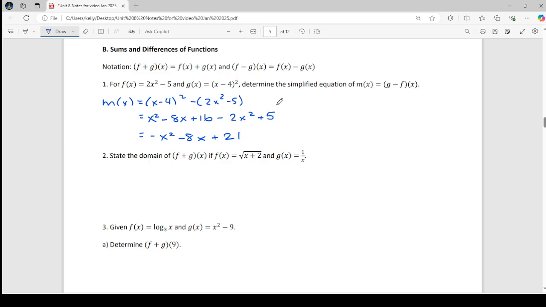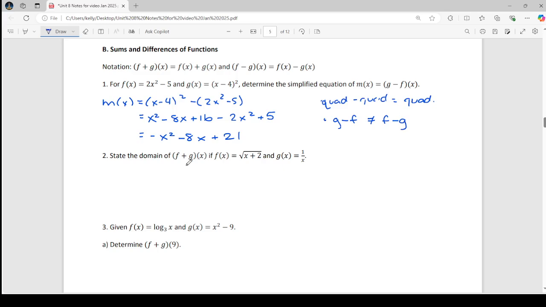So note a few things. Quadratic minus quadratic, in this case, still equals a quadratic. Would that always be the case, though? Think about an example where it wouldn't be. And then also note that g minus f would not be the same function as f minus g.